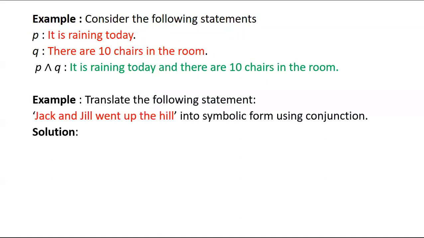Now take another example. Translate the following statement into symbolic form: Jack and Jill went up the hill. You need to write this in the form P and Q. First of all, you need to identify P. What will be the P statement?